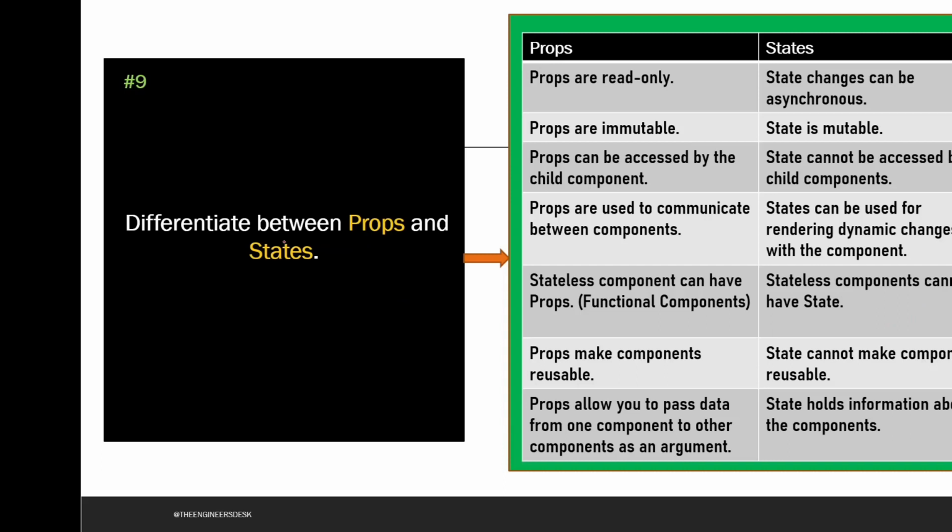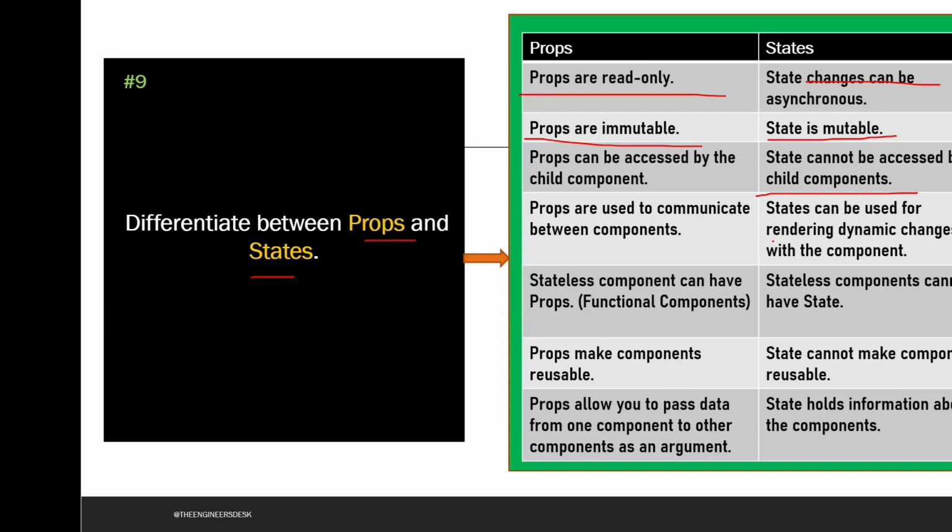Okay, let's see the next question. What is the difference between props and state? Props are read-only, and state changes can be asynchronous. Props are immutable, however state is mutable. Props can be accessed by the child component, but state cannot be accessed by the child components. Props are used to communicate between components, as I already told you. State can be used for rendering dynamic changes within the component.